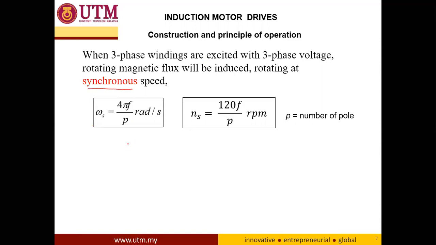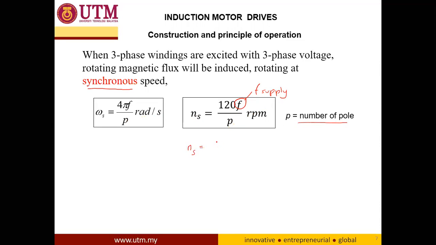This synchronous speed can be defined either in radians per second or in rotations per minute. This is the equation when you are using radians per second, 4 pi f over p, and this is the equation when you are using RPM units: Ns equals 120 multiplied by the frequency over P. Please note that this frequency is the frequency of the voltage source supply, and P here is the number of poles.